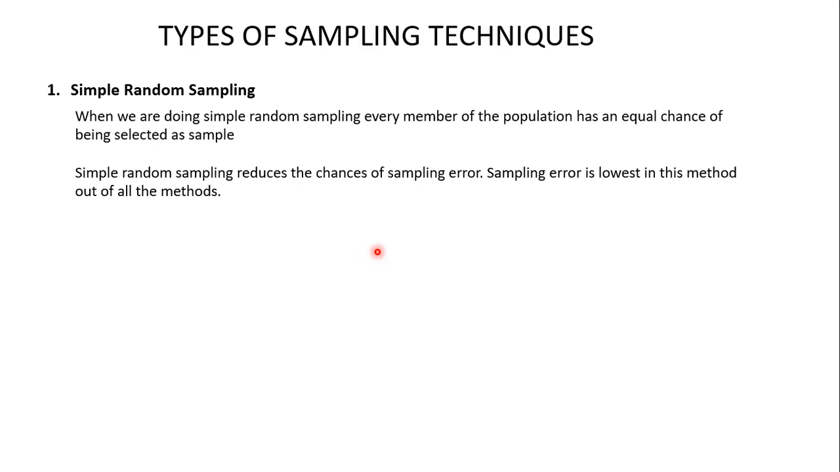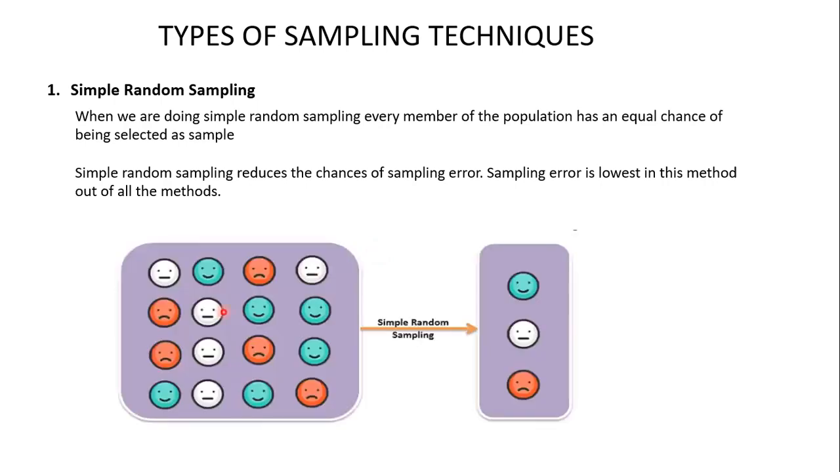In simple random sampling, every member of the population has an equal chance of getting selected as a sample. Simple random sampling reduces the chance of sampling error. Sampling error is the lowest in this method out of all the methods. Here we have one example: we have happy, sad, and angry faces, and every face has an equal chance of being selected.